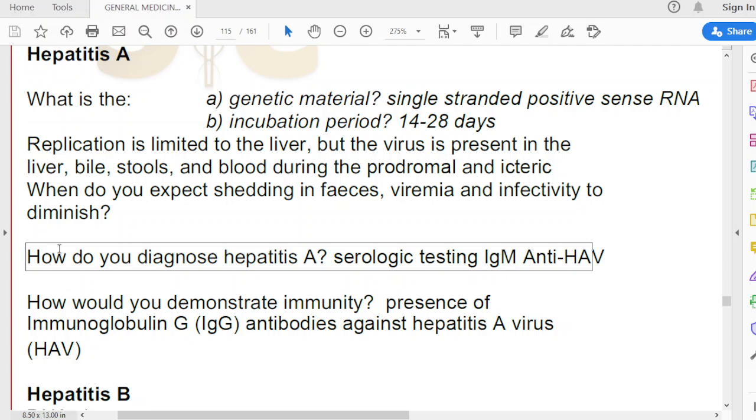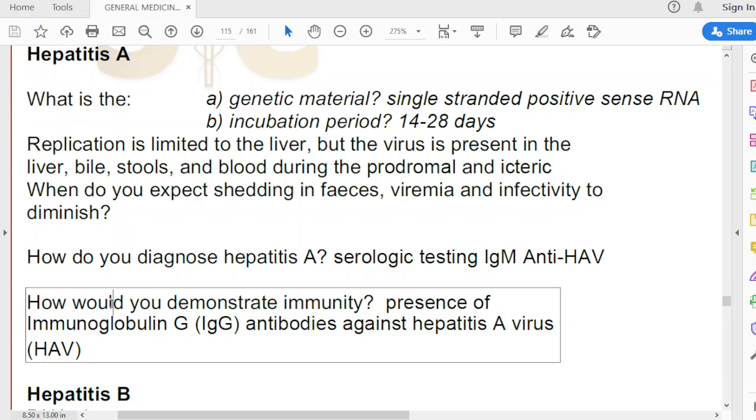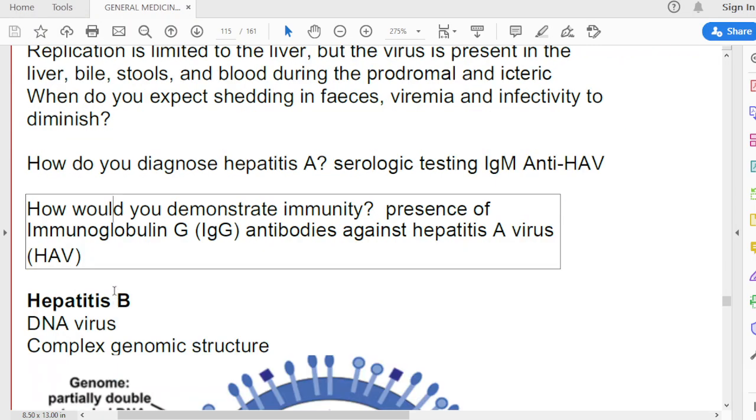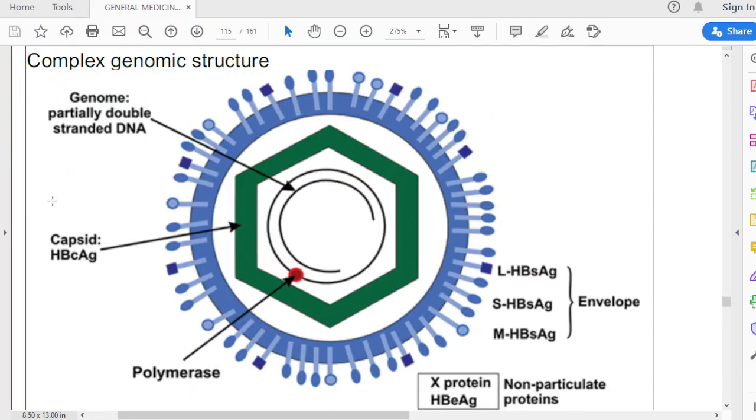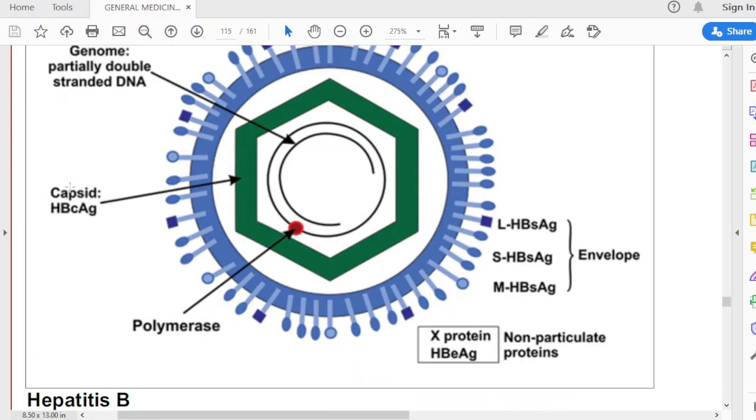How do you diagnose hepatitis A? Serologic testing: IgM anti-HAV. How would you demonstrate immunity? Presence of immunoglobulin G, IgG, antibodies against hepatitis A virus, HAV. Hepatitis B: DNA virus, complex genomic structure.